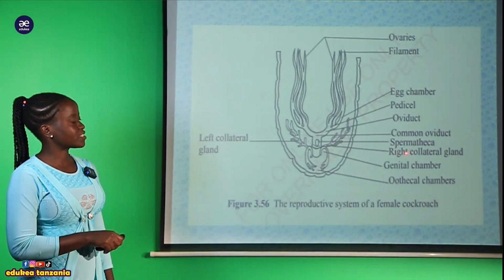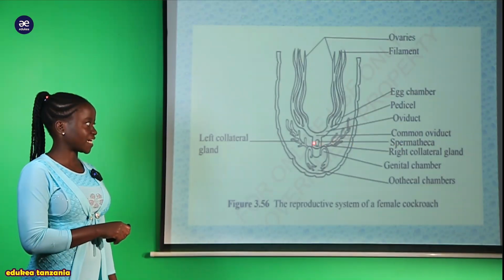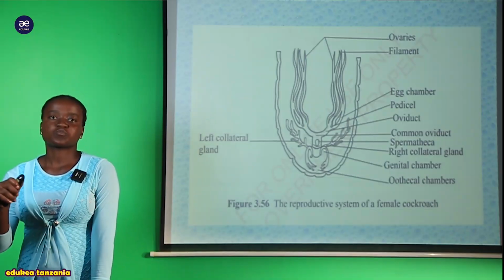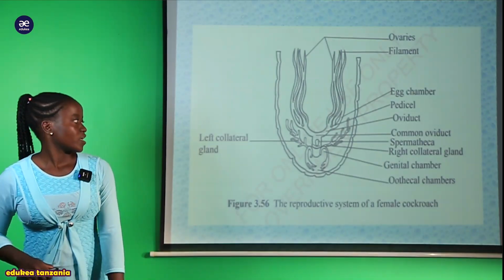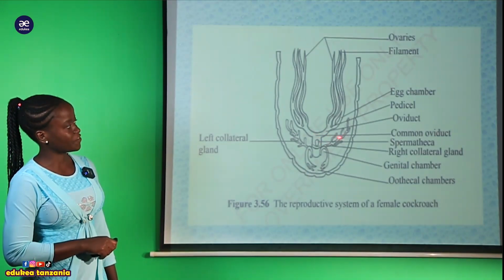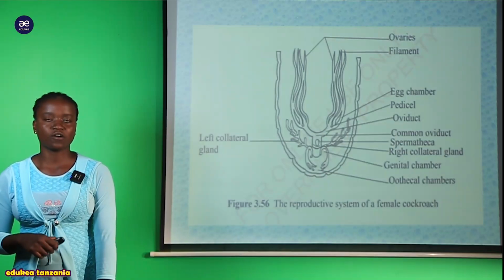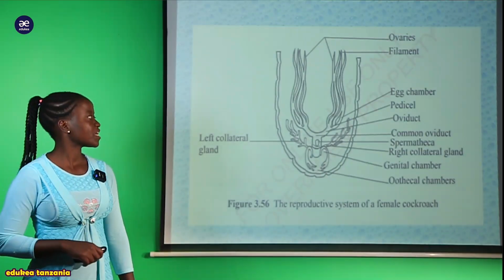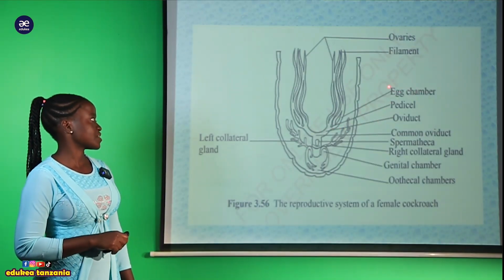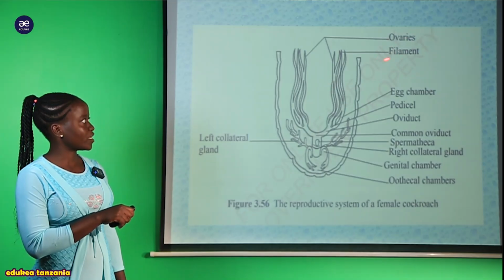They have a right collateral gland, and also they have a spermatheca. This one, the spermatheca, is a point where the sperm are stored. And also this organism has a common oviduct. This one is the oviduct, which is responsible for the passage of the ovum, that is the egg. And also this organism has a pedicel, and also this egg chamber. Also, all of these are the ovaries.